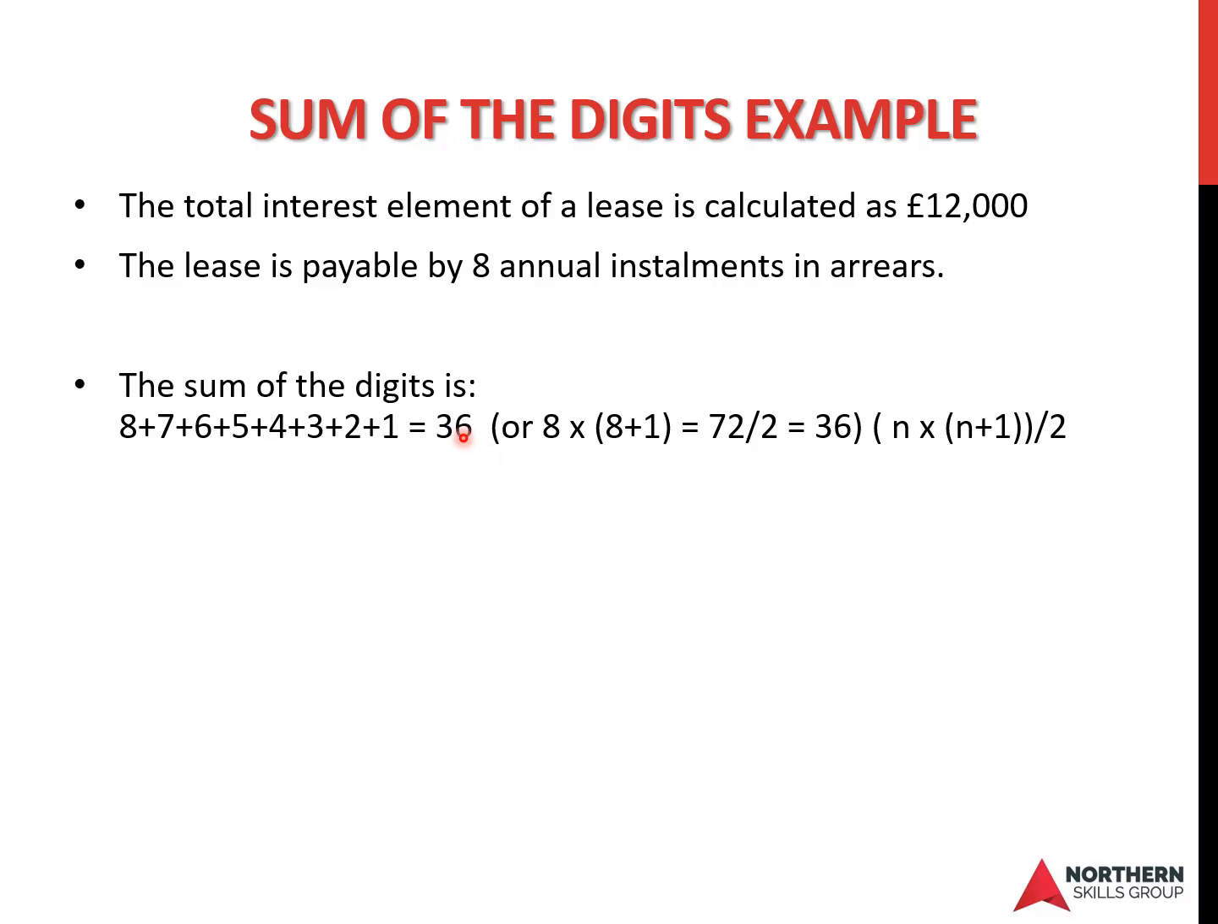That gives us a total of 36. That's why it's called the sum of the digits. Or we can use this little formula, which is the number of instalments times the number of instalments plus 1. So that's 8 times 9 gives us 72. Divide that by 2 gives us 36, and that's the number that we use to work out the interest element.